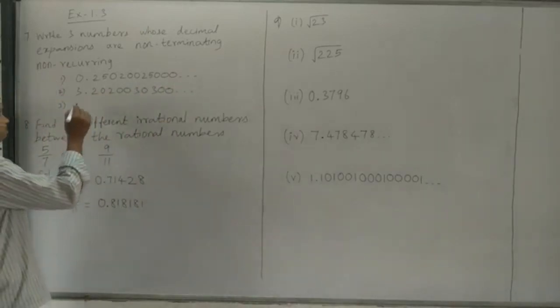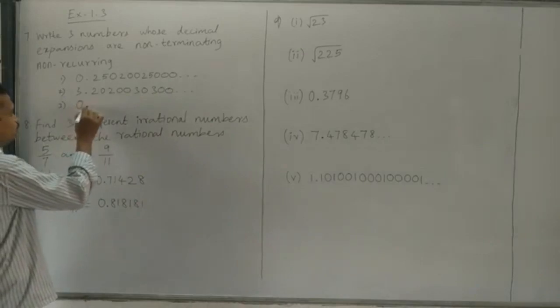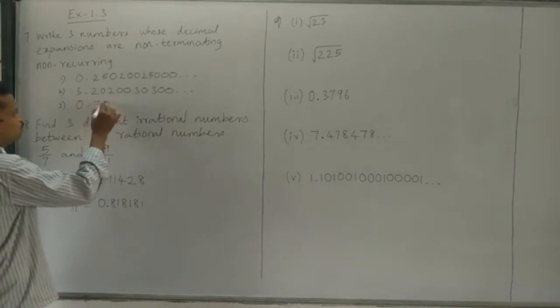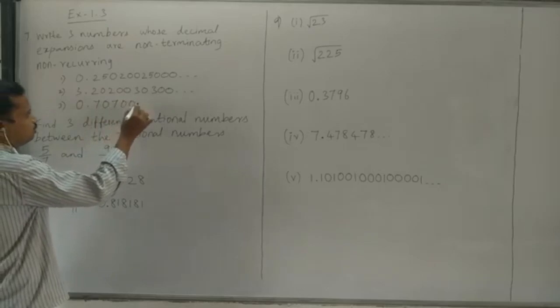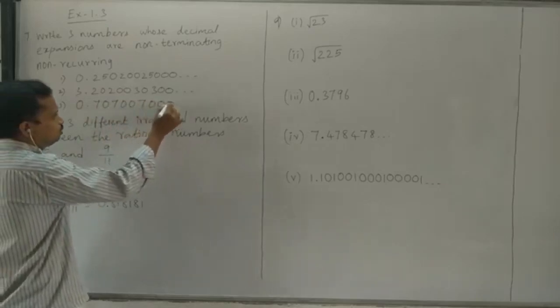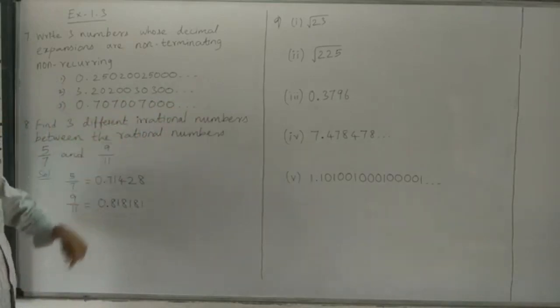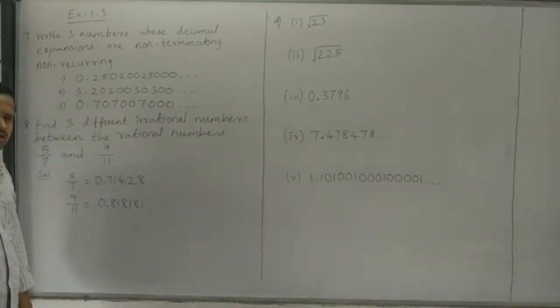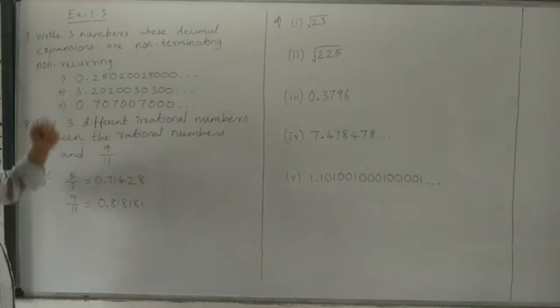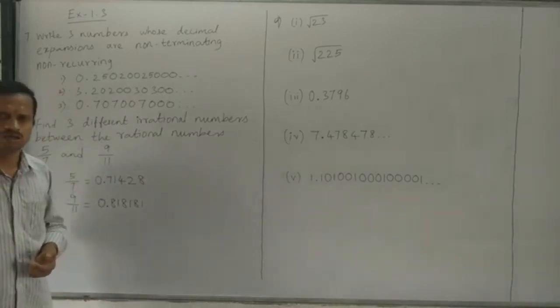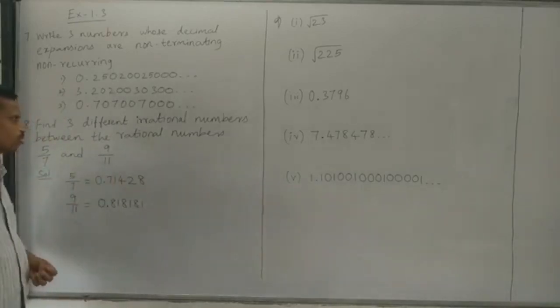And then 0.70, 700, 7000. So such a way it goes. So here also non-terminating, non-repeating. So these are the examples. Like this we can give many examples.